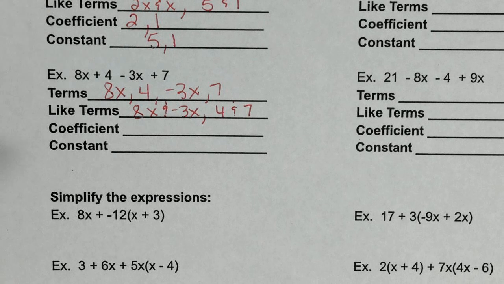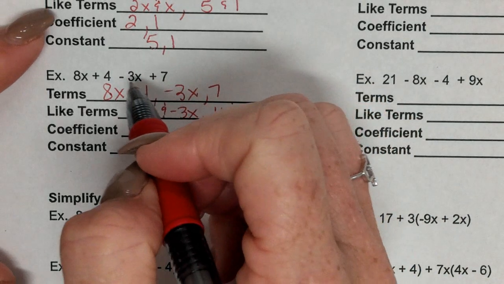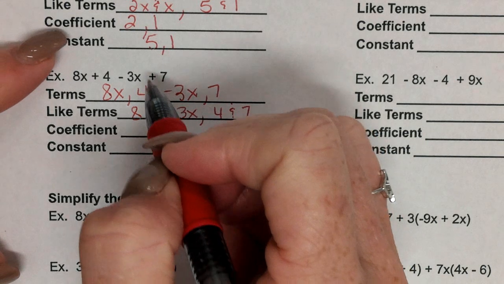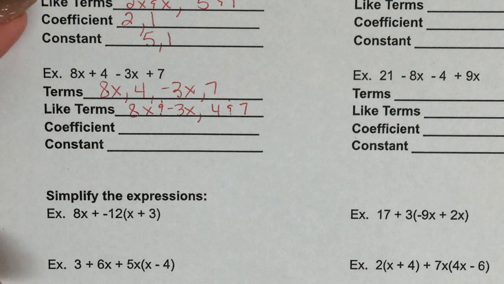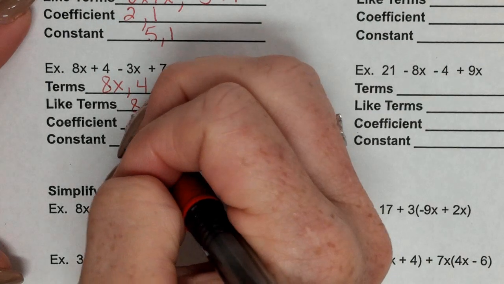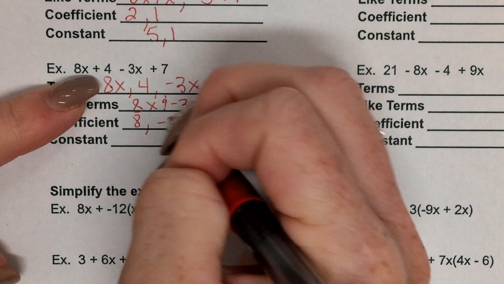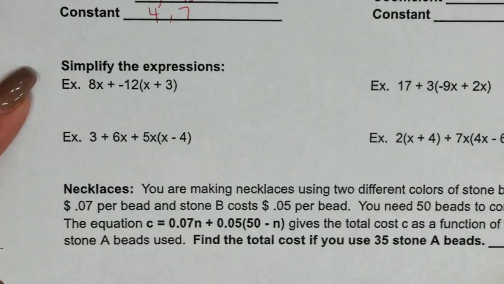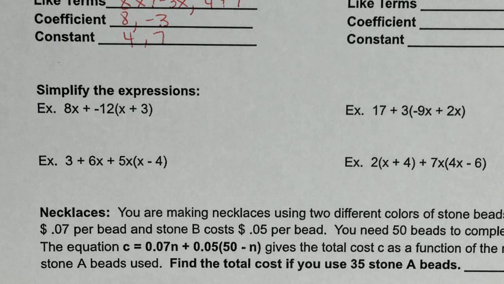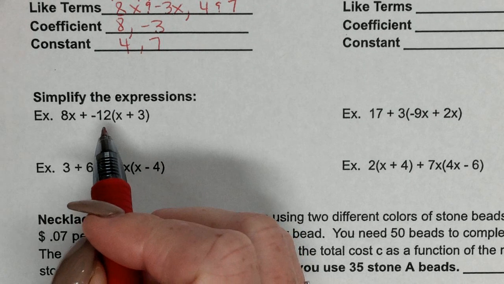All right, the terms, 8x, 4, what did I have to write with the 3x? Negative 3x and 7. The like terms, 8x and negative 3x, 4 and 7. The coefficients, 8 and what? 3. And the constants, 4 and 7. All right. On the next part, simplify the expression. So on these, you're going to do distributive property, and then you're going to simplify even further by combining like terms. All right, what is going to be distributed?